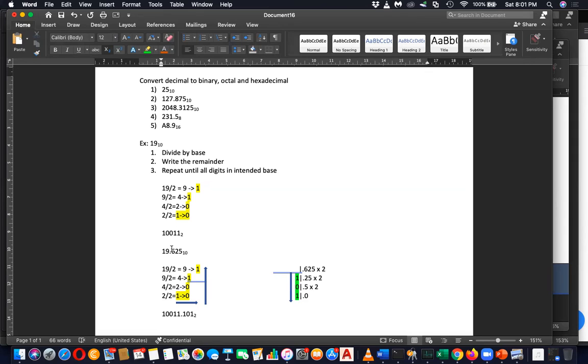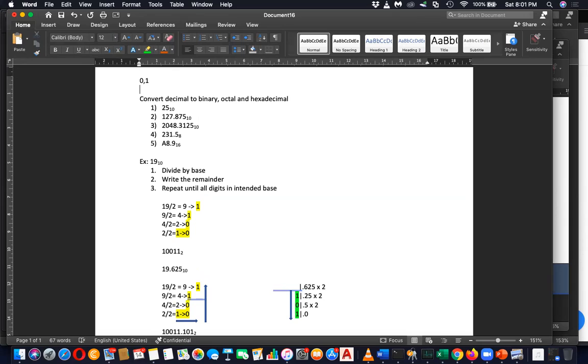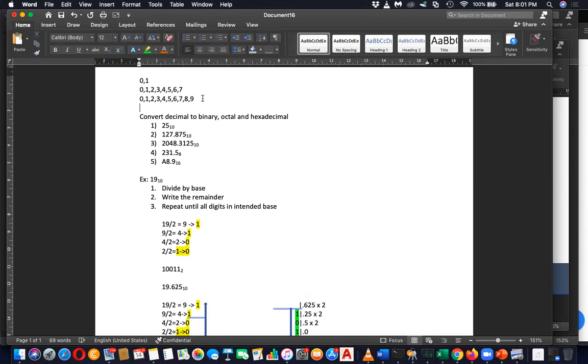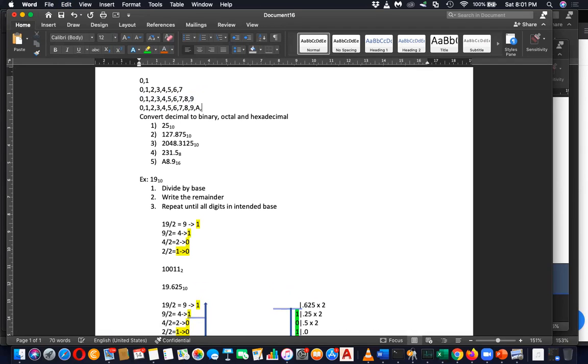0 and 1 belong to base 2. 0 1 2 3 4 5 6 7 belong to octal. 0 1 2 3 4 5 6 7 8 9 belong to decimal. Then 0 to 9 and A B C D E F belong to hexadecimal, up to 15. These are the digits valid in the particular number system.